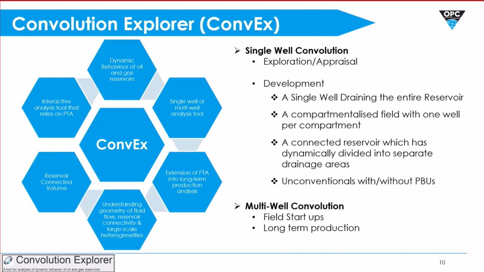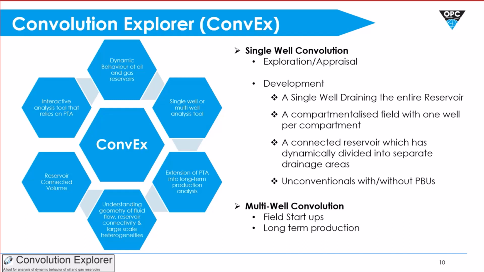Do we have pockets of trapped hydrocarbons? What parts of the reservoir are more restrictive than other parts? This is ultimately going to drive how we develop our field. So like I said, this type of analysis can be done on a single well basis and should definitely be used for exploration and appraisal well testing, but it can also be used in some development scenarios, such as a single well draining the entire reservoir, or a compartmentalized field with one well per compartment. It could be used on a connected reservoir which has dynamically divided into separate drainage areas, or it can be used on unconventional reservoirs without PDU.